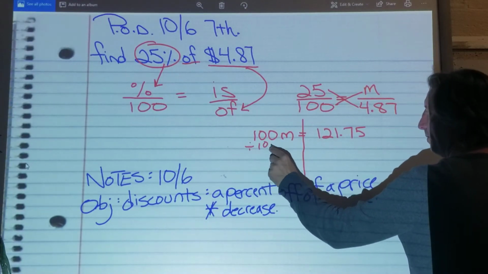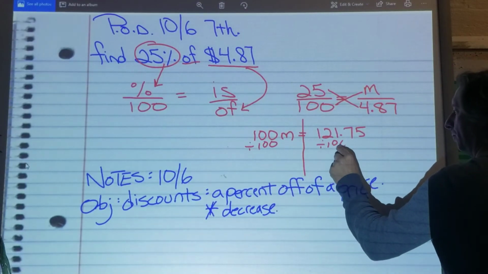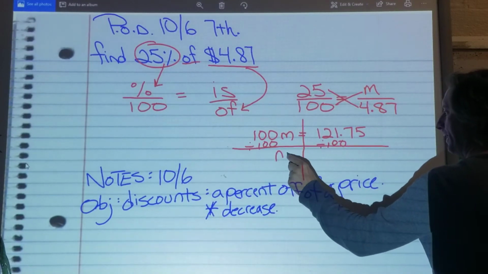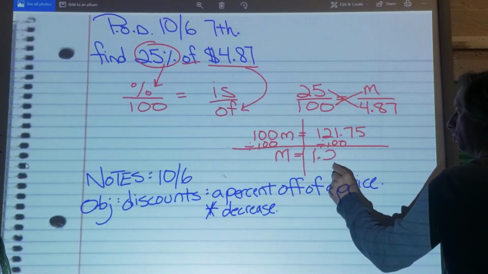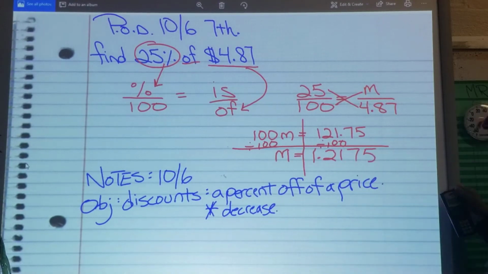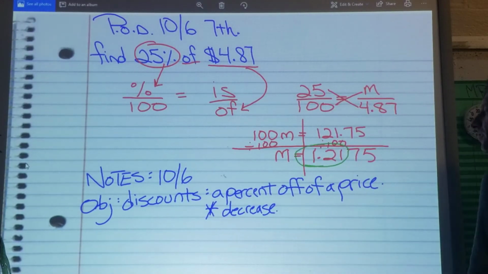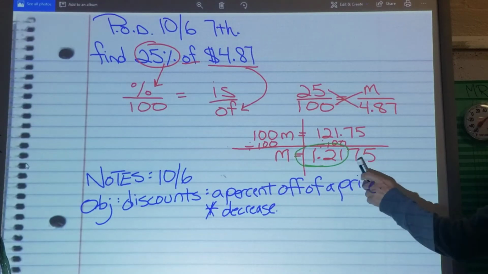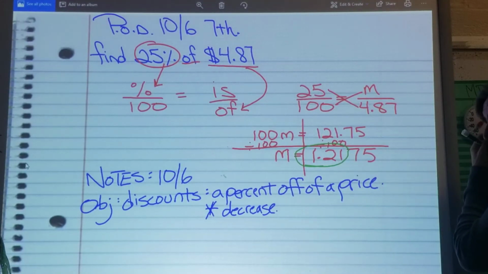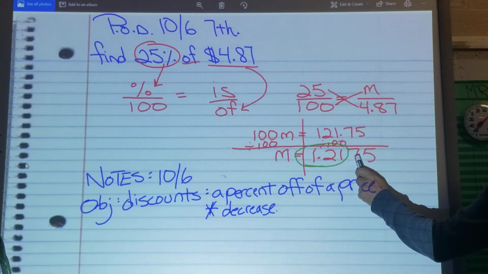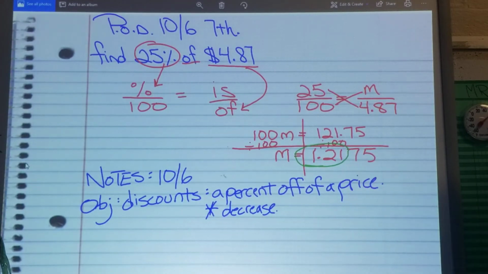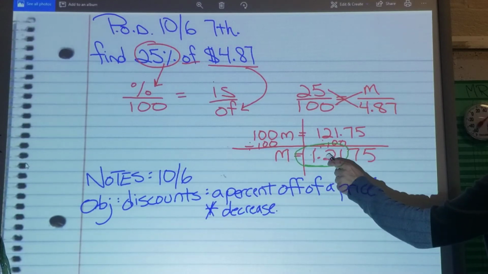Divide each side by 100. And I get M equals 1.2175. All right. So here's where it gets a little tricky. This doesn't look like money. Money only has two numbers after the decimal point, right? So that's all we need is $1.21. But this 7 here is going to make that 1 round up. If this is a 5, 6, 7, 8, or 9, this is going to go up 1. So I'm going to round it up to $1.22.